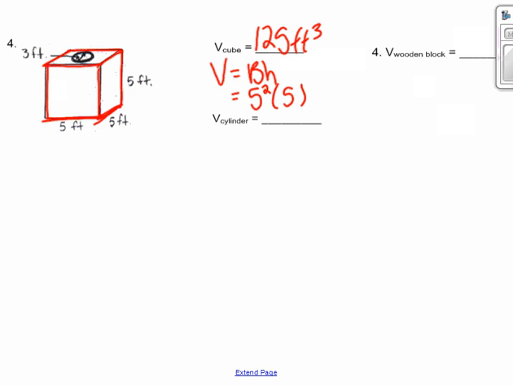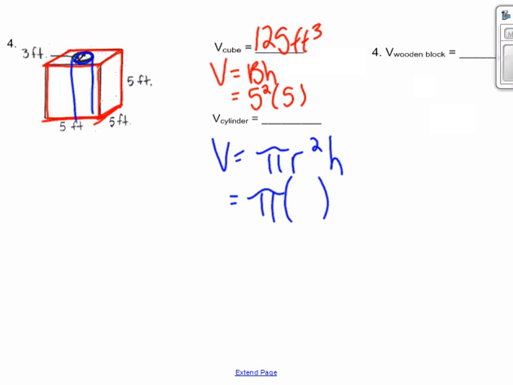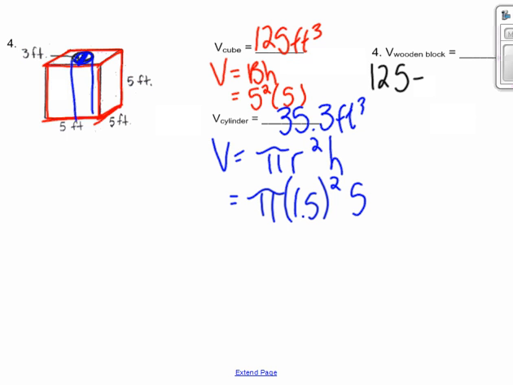Volume of the cylinder, so the little hole there is pi r squared times height. So pi, the radius, so half of 3, because they said that was that whole length, is 1.5, square it, height is 5. So the volume of my cylinder is 35.3 feet cubed. So to find the volume of the entire thing, I'm going to subtract. I'm going to take 125 minus the 35.3 to get 89.7 cubic feet. And that's my answer.